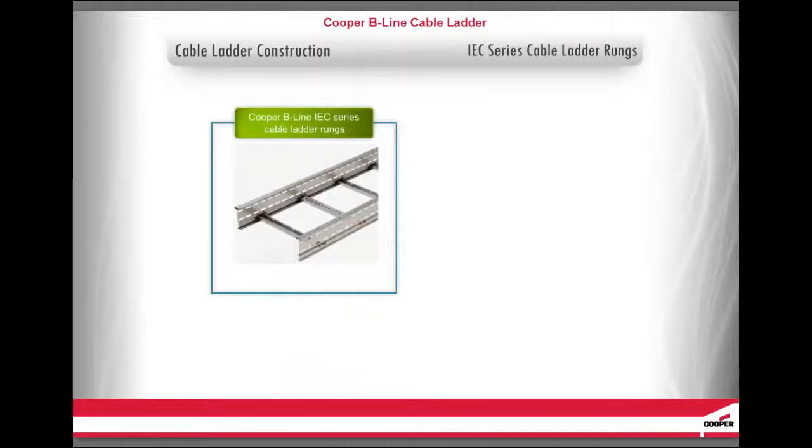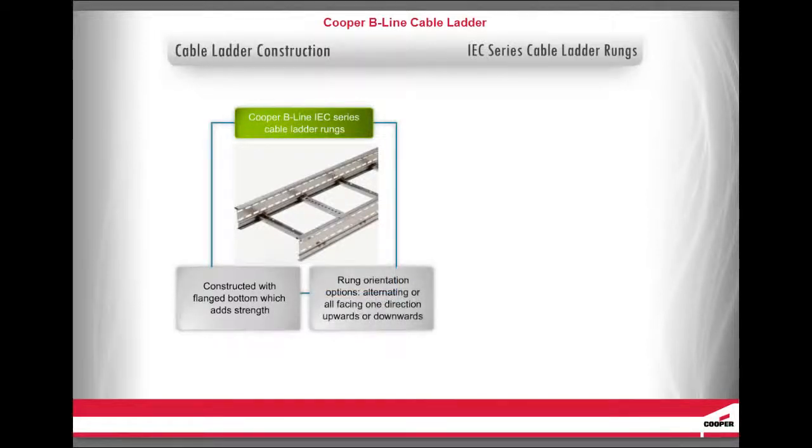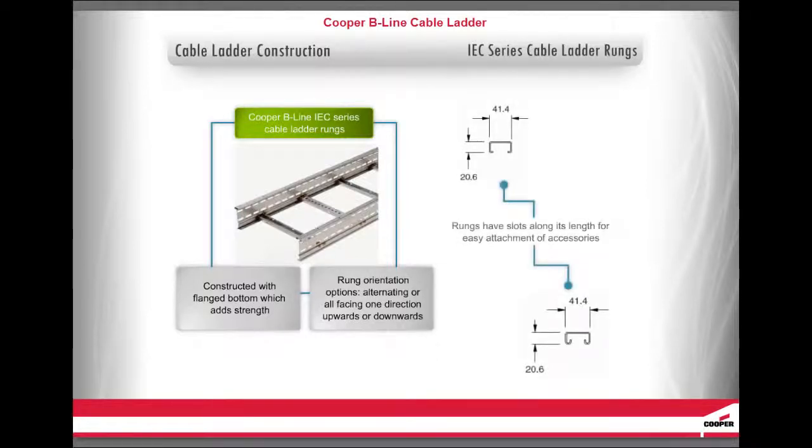Cooper Beeline IEC series cable ladder rungs are constructed with a flanged bottom, which adds strength, like the strut-shaped rung. These rungs can be alternating in orientation to allow cables to affix to the top or bottom of the rungs easily, or even have them all face one direction, for example, upward or downward. The rungs also have slots along its length for easy attachment of accessories, including M10 hardware that is available to attach a cable cleat directly to the cable ladder.